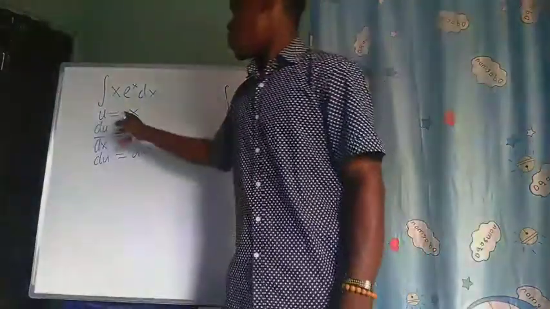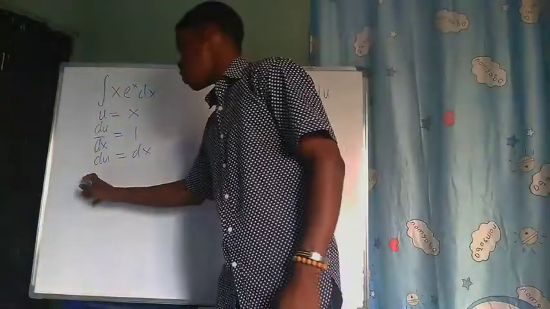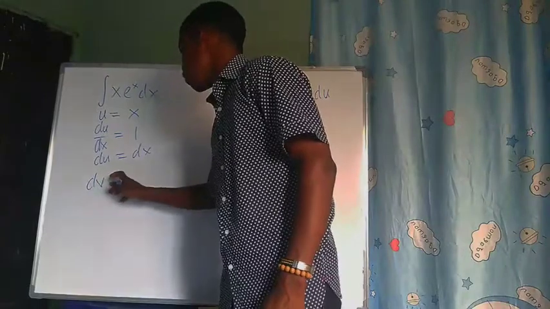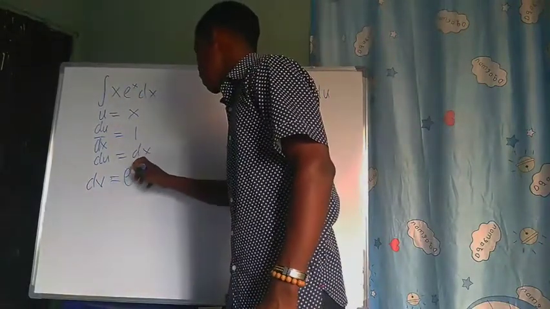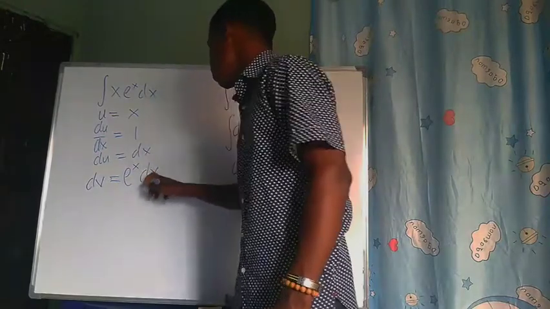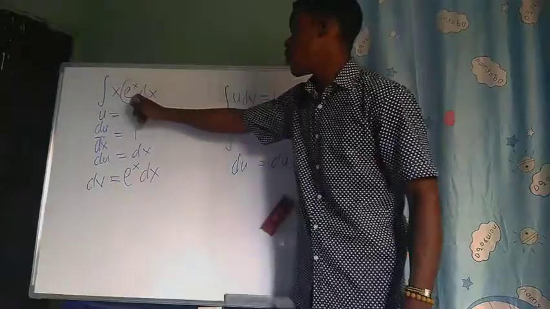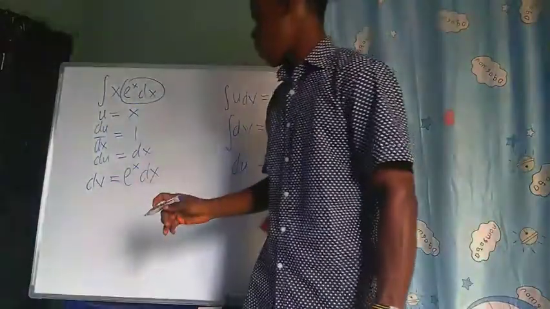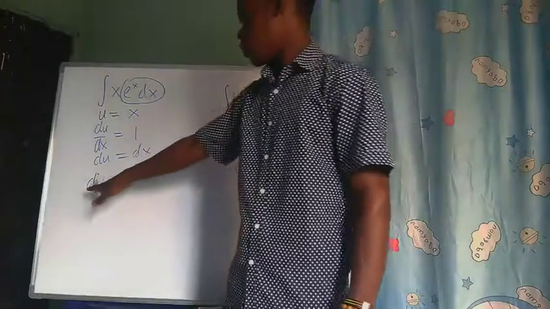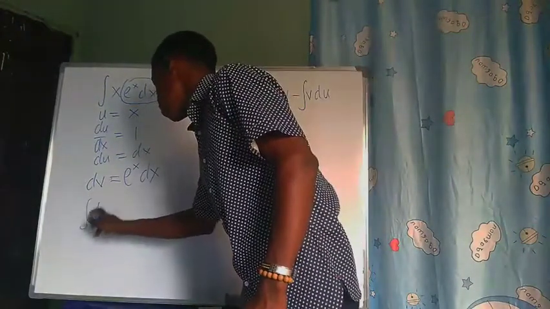Now, since our u is equal to x, which other component do we need? We need dv. That simply means that dv will take the other part. dv will now become the remaining part, that is e to the x dx. It's not just dv equals dx, rather the other function with the variable of integration. So we go like that, and to get v, we have to do some integration of dv.